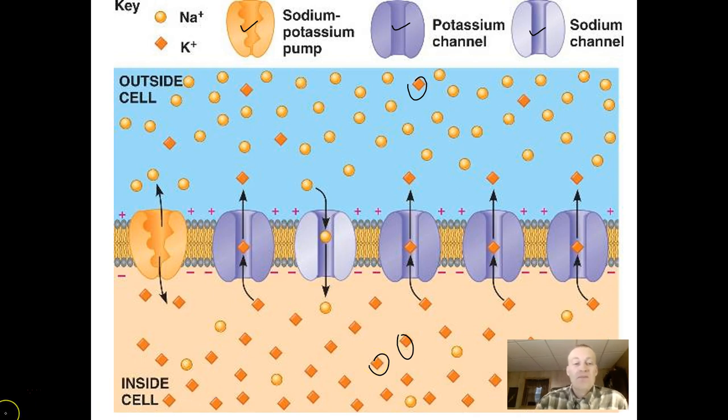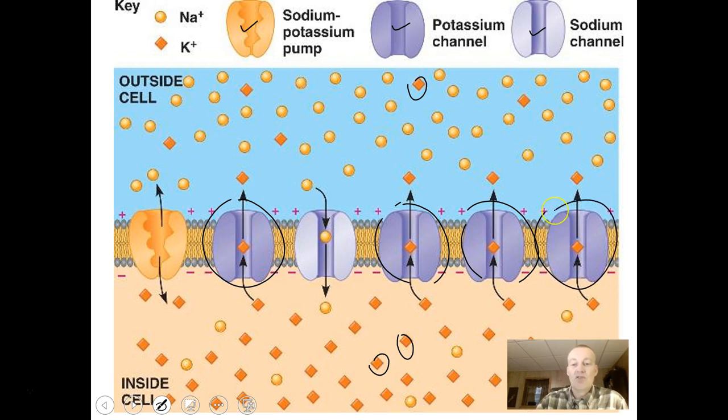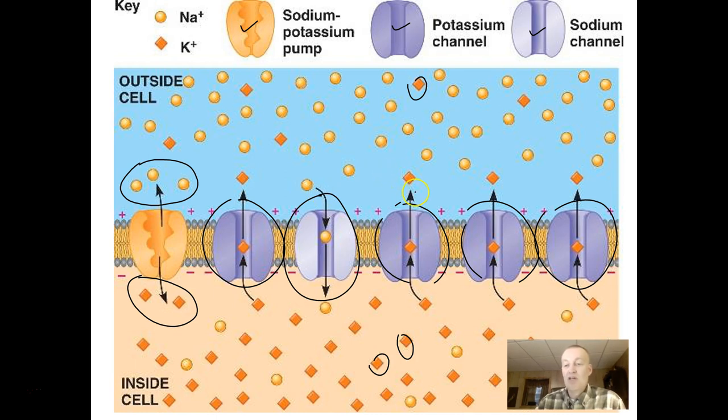Okay, so these leak channels and the sodium potassium pump, how in the world do they maintain negative 70 millivolts? Well, you can see that you have many more potassium leak channels than you do sodium leak channels. These potassium leak channels are going to leak more positive charge out than positive charge that's leaking in. You can also notice that more positive charge leaves than positive charge comes in. Sodium leak channels are not as leaky as potassium leak channels are.